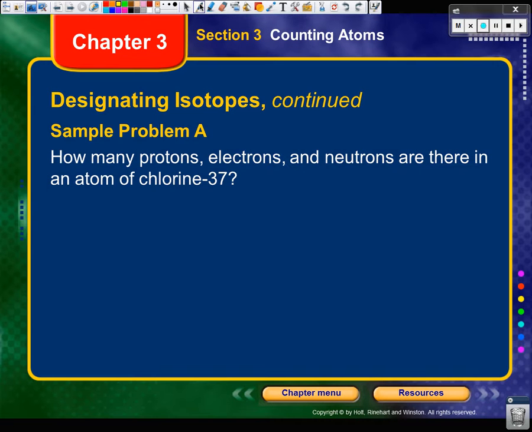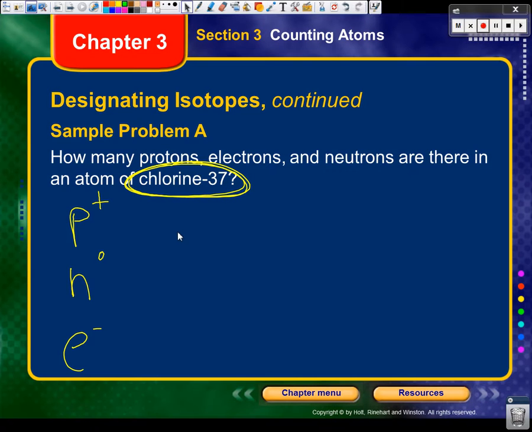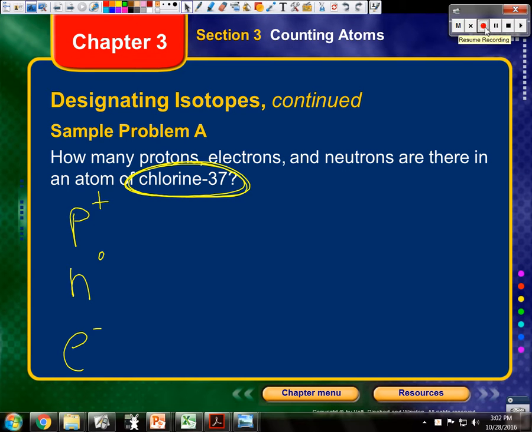So, here's the question. How many protons, electrons, and neutrons are there in one atom of chlorine 37? And no cheating. So I need to know the number of protons, the number of neutrons, and the number of electrons in chlorine 37. So use all the notes that we just did and see if you can figure that out. There's more than one way to look at this, but I'm going to approach it from my perspective of how I would look at it.